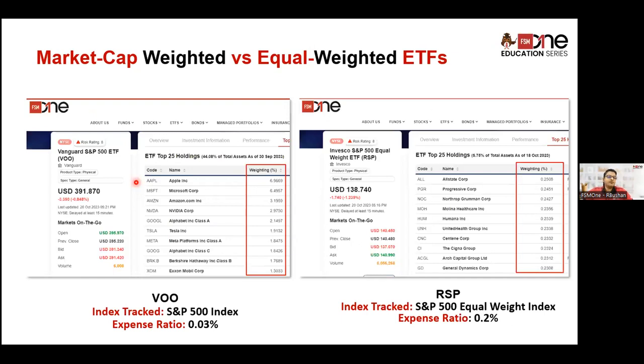Let me show you what I mean. So this is VOO, the Vanguard S&P 500 ETF, okay? The index that is tracked is the S&P 500 index, and you can see the weighting here. The larger companies, their weighting in the ETF is actually higher compared to the rest of the companies, right? You can see the percentage here. And since it is just following what the index is doing, the expense ratio is 0.03.